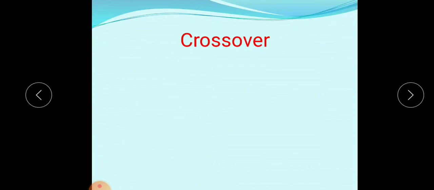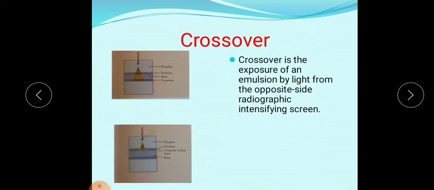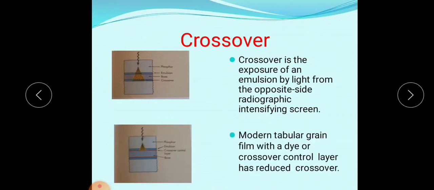Now let's see about crossover. This is the diagram of the crossover. Crossover is the exposure of an emulsion by light from the opposite side radiographic intensifying screen. Modern tabular grain film with a dye or crossover control layer has reduced the crossover.